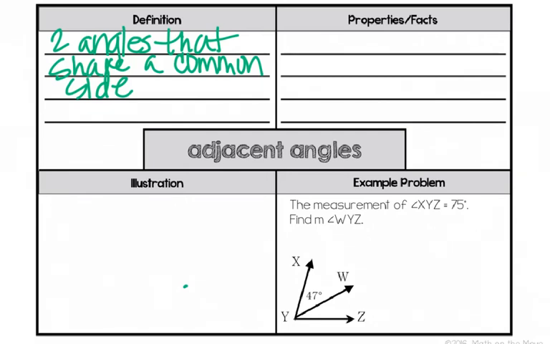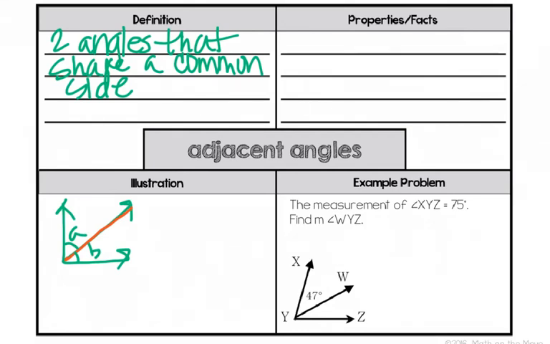Okay, so let's jump down to the illustration part again and make sure everybody understands what I mean when I say share a common side. So if angle A and angle B look like this, they would be adjacent because of this side right here. Because the side in red belongs to angle A and it also belongs to angle B. So they are sharing those sides, so we can say that they are adjacent angles.